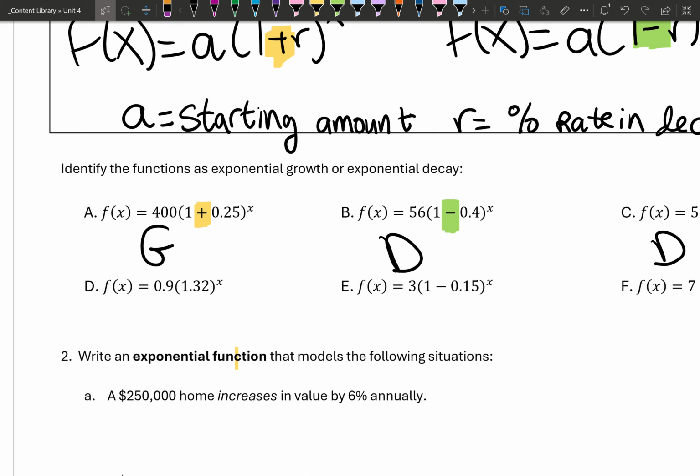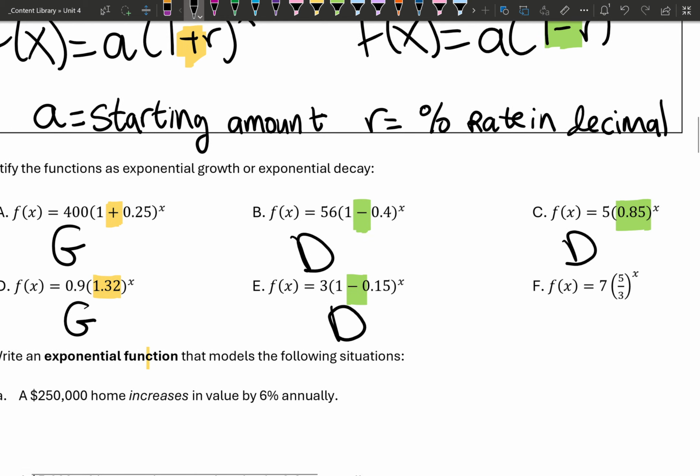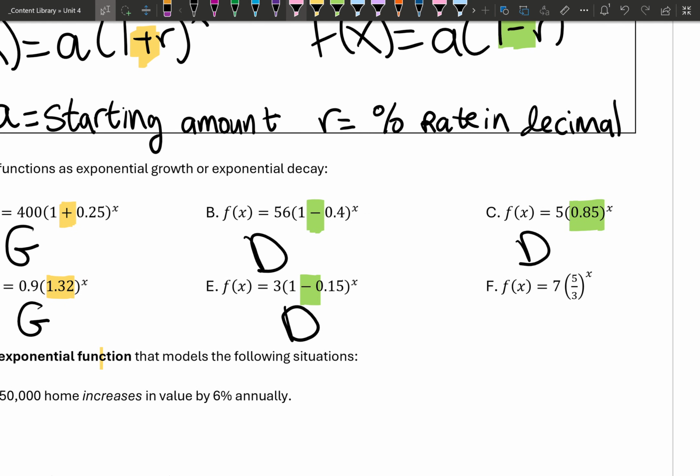In letter D, we also have a decimal. However, this decimal starts with a 1, so that's growth. In letter E, we have a minus, that's decay. And in letter F, we have 5/3. 5/3 is the same as 1.66666 repeating forever and ever until the end of time. That's bigger than 1, so it's growth.